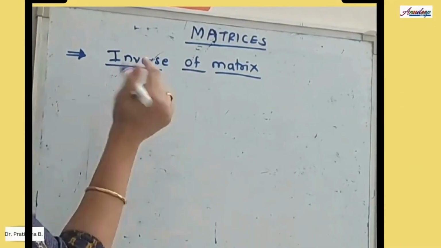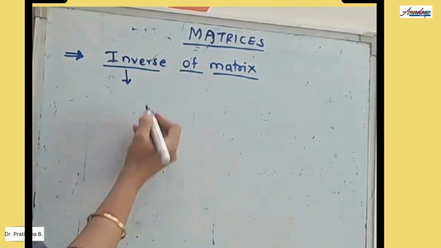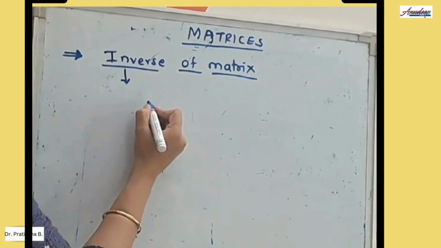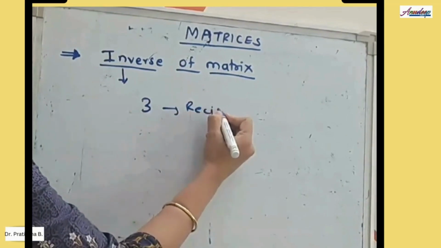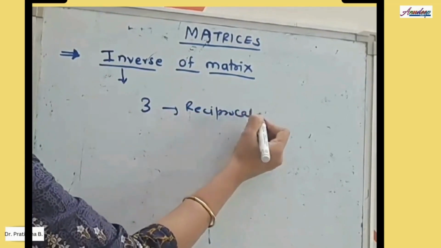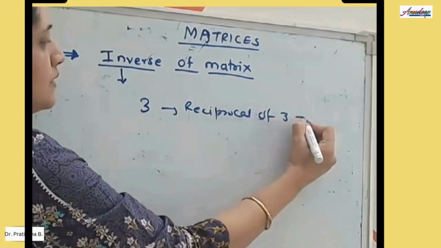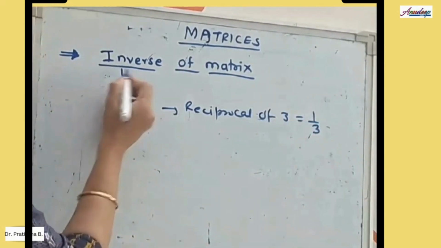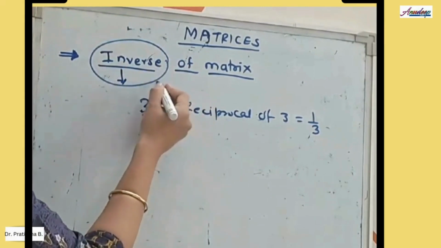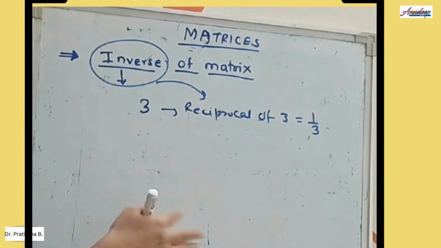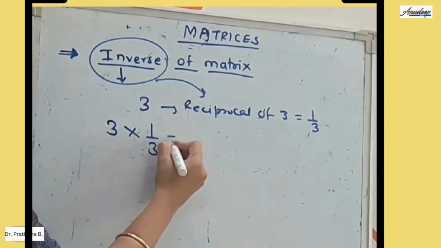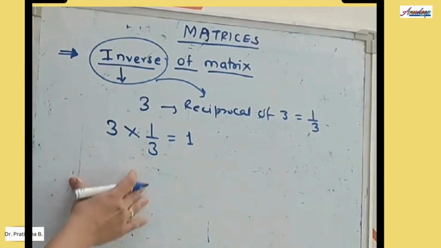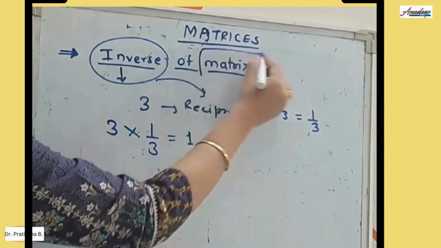So let us proceed. When we are talking about inverse, the name itself indicates that if I have a number 3, inverse means reciprocal, right? So it is the reciprocal of 3, that is equal to 1 by 3. And as you know, the product of a number and its reciprocal will be equal to 1. Same concept we can apply in terms of matrices.